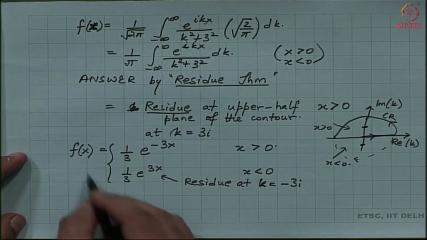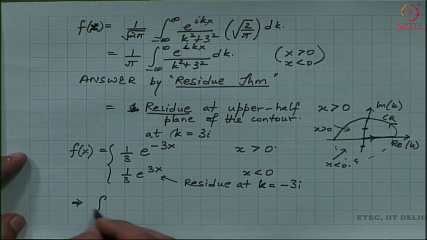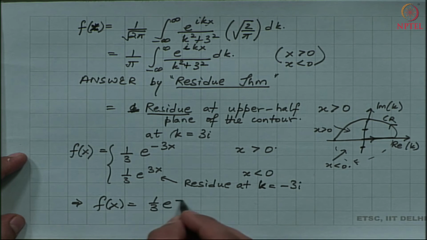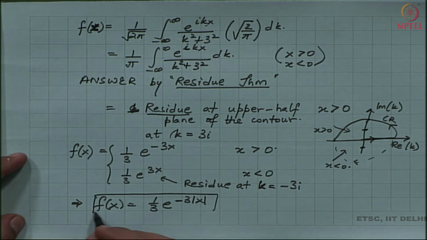So, if I were to combine these two results, I am going to get the answer to be f of x equals 1 by 3 e to the power negative 3 mod x, right. So, that is my answer to this problem.